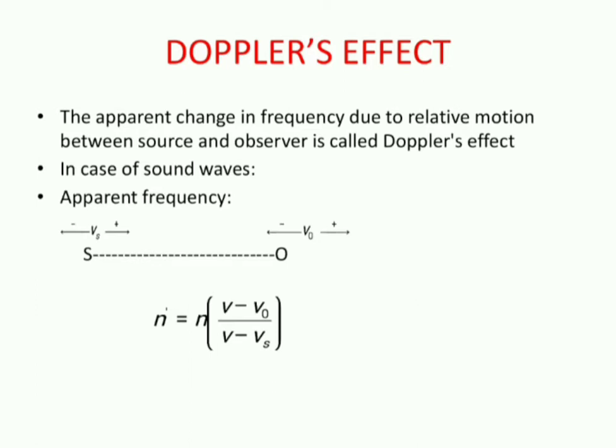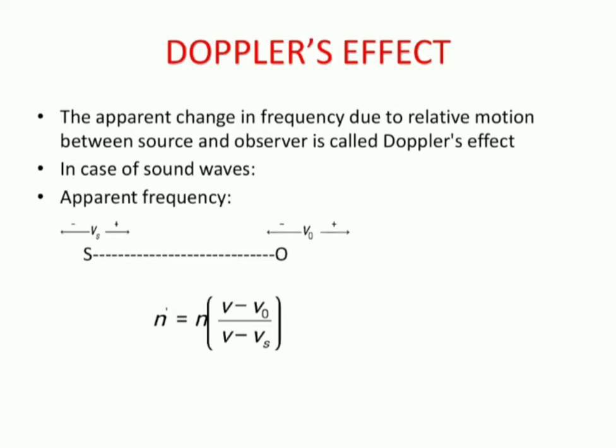Coming to the definition of the Doppler effect, we have already studied it in the case of sound waves, that we have defined it as an apparent change in frequency due to relative motion between source and observer. So when there is a relative motion between source and observer, you will observe a change in frequency, and this apparent change in frequency is nothing but called the Doppler effect. And in the case of sound waves, we have derived the relation for apparent frequency.